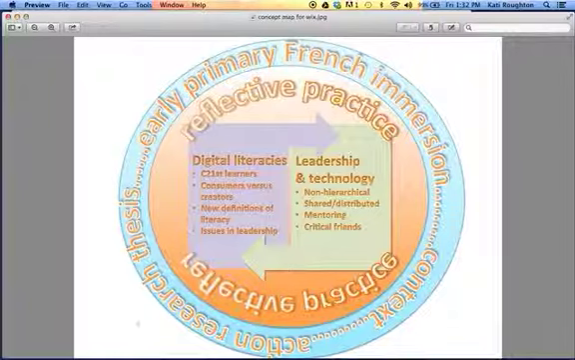So that, in a nutshell, is my thinking behind the structure of my portfolio and my reasons behind the things that I'm presenting in terms of artifacts and research knowledge.